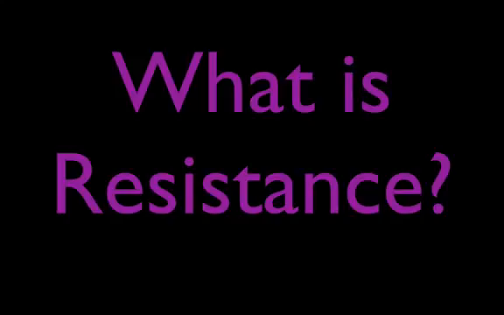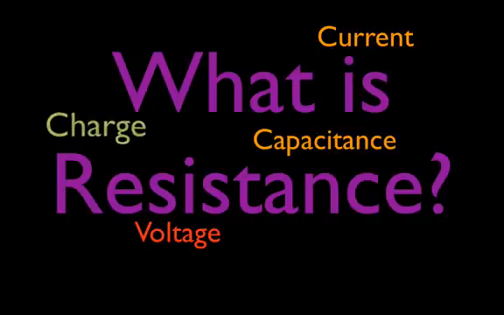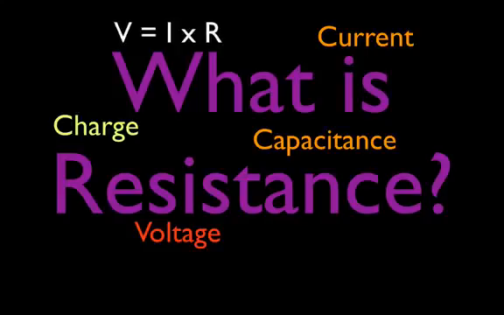Resistance is one of those terms, but the other ones are current, voltage, capacitance, and charge. And we use these terms when we do calculations using Ohm's law, V equals I times R. The voltage is the current times the resistance, and also when we use what I like to call the capacitor equation, Q equals C times V, the charge equals the capacitance times the voltage.